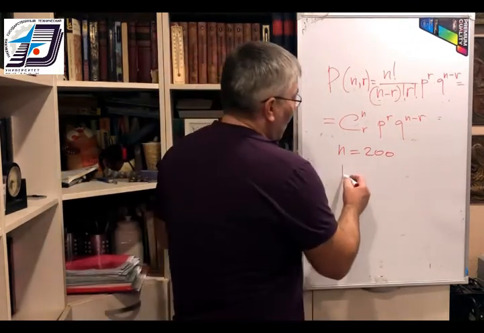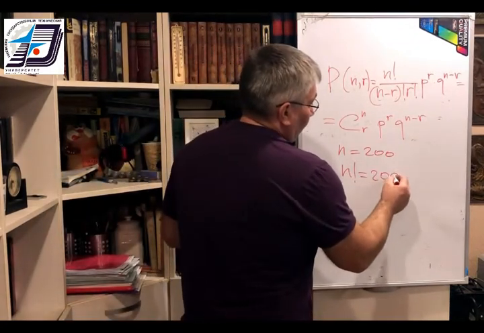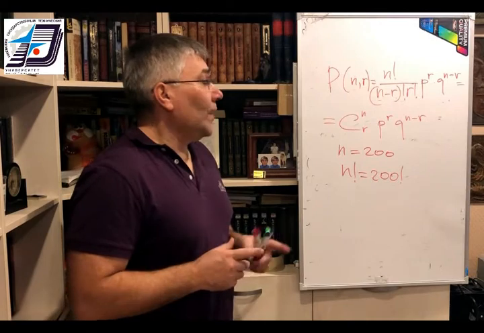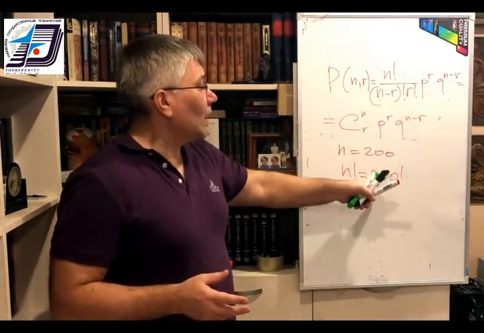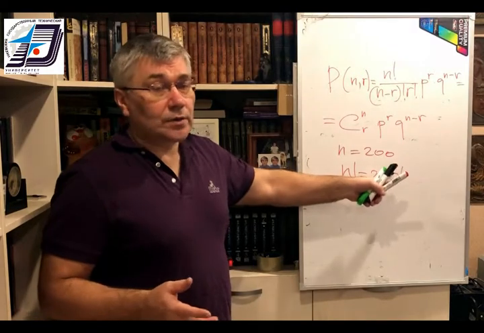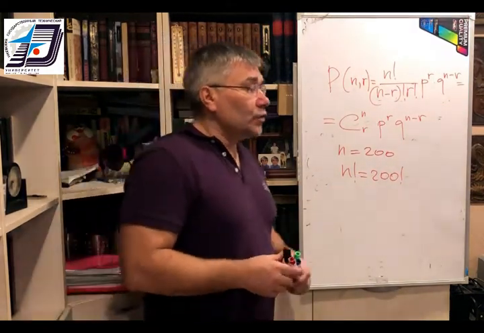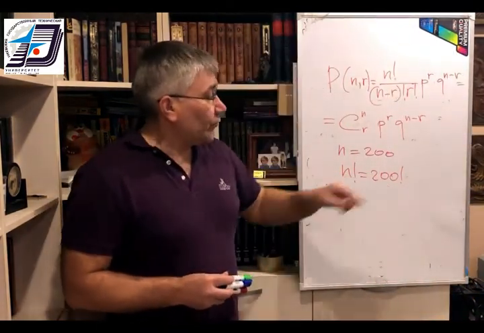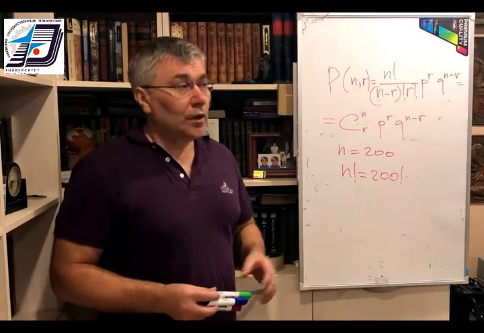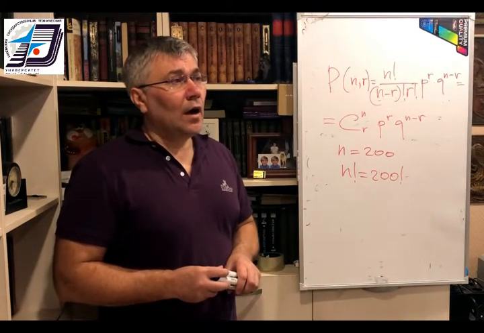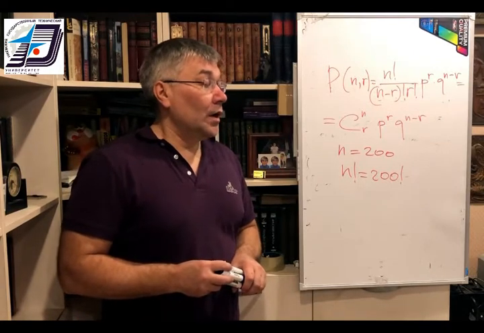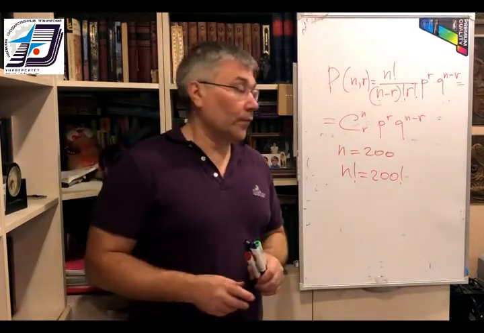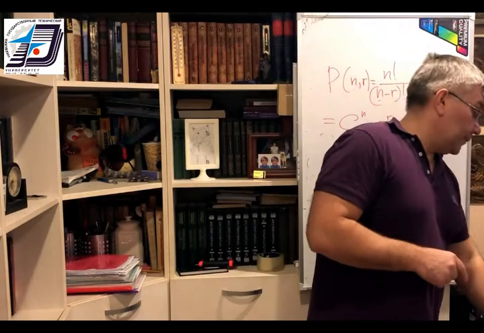How can we calculate n factorial? 200 factorial. So we can have more than 10 or 100. We can have 200 trials or 1,000 trials. And if you try to calculate the factorial of 200, for example, using a calculator, I have a very strong assumption that you will have an error. I tried to do it using Excel.